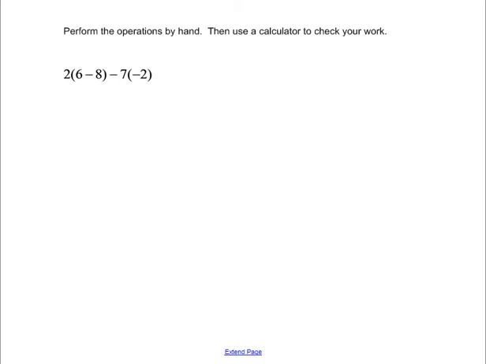Perform the operations by hand, then use a calculator to check your work. So we can see we have a number of different operations going on here, so I'm going to go ahead and jot down a little reminder for my order of operations. So do inside parentheses or other grouping mechanisms, and then we're going to do exponents, then we'll multiply or divide working from left to right, then we'll add or subtract working from left to right.